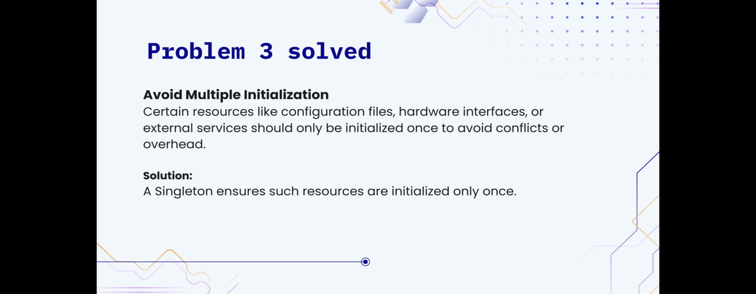The third problem is avoiding multiple initialization. Some resources, like a configuration file setting or an external service, can only be created one time because you cannot create two. Something like a payment gateway instance can only be created one at a time using one class. So singleton ensures that the resource can only be created once.